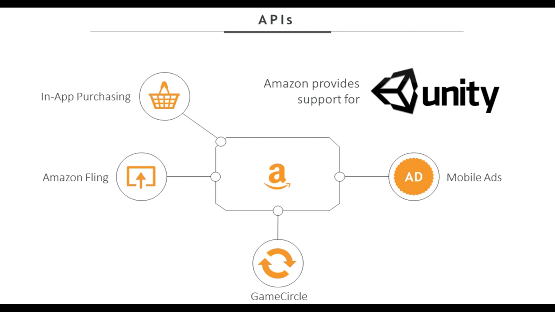So for several of these APIs, we provide direct Unity support in the form of downloadable plugins. So using them is as simple as including any other third-party library in your Unity app. We have Unity plugins for in-app purchasing, or IAP, mobile ads, Game Circle, which includes achievements and leaderboards and game data syncing with WhisperSync for games, and Amazon FLING for enhanced multi-screen experiences.